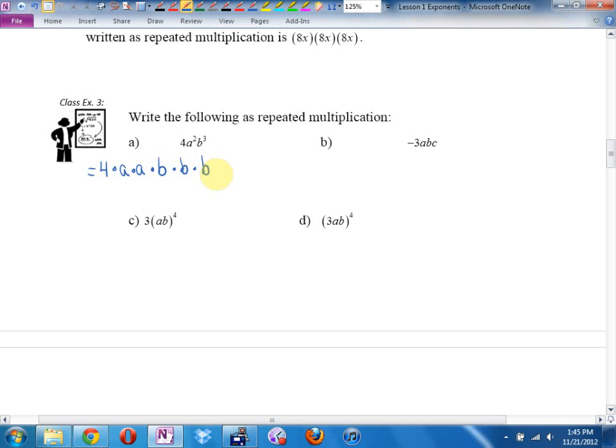B, it says write that as repeated multiplication. Hey, wait a minute. Isn't that already in repeated multiplication? They didn't use dots, they just put them, but there's no exponents. Already is. Nope, I wouldn't take marks off. -3 times a times b times c. I'm saying, though, I don't think I'd change it.